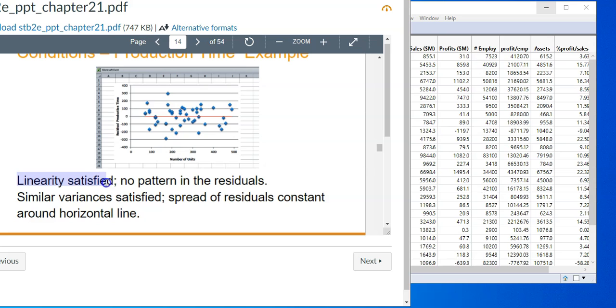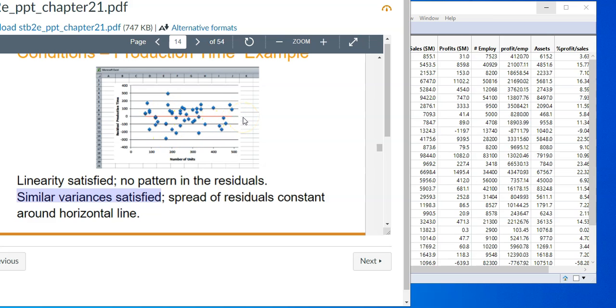So linearity is satisfied. We don't see any patterns here, and similar variances are satisfied. How do we know? Look from left to right. If I just ignore that one point, all of them are almost with the same range, right? Same range, same range. The variation of data from one place to the other is not changing that much.